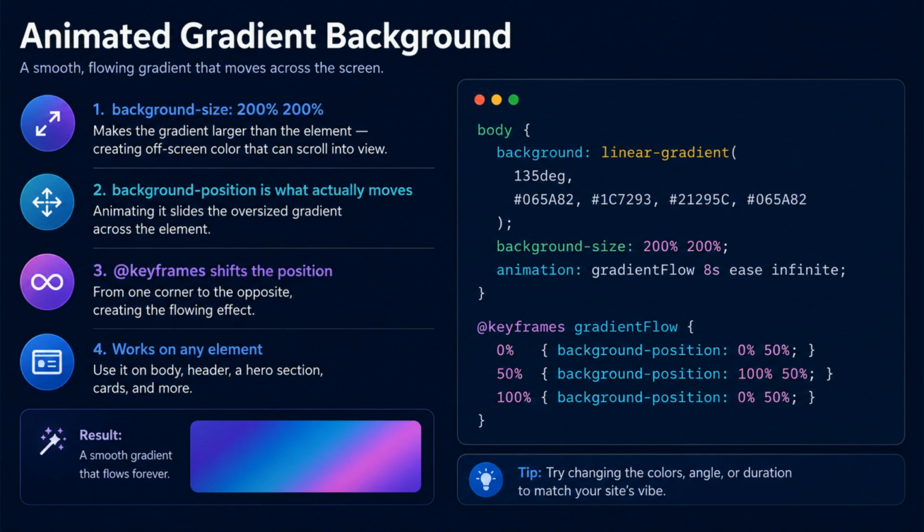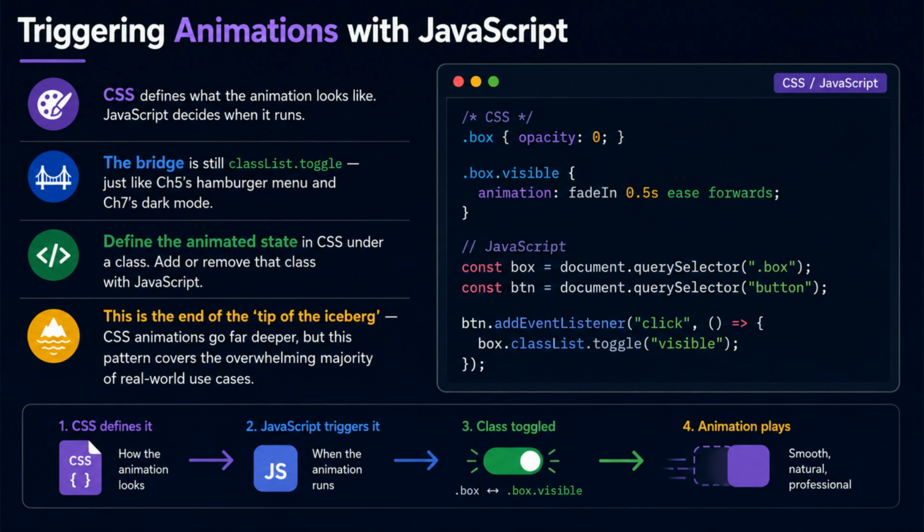Body gives the whole page a flowing background, but a hero section, a card, or a nav bar can use the same approach with its own palette. Adjusting the timing changes the feel. CSS defines what an animation looks like. JavaScript decides when it runs. The bridge between them is the same classless technique that's appeared in every interactive example since Chapter 5's hamburger menu. Nothing new to learn here, just applying a familiar pattern to a new purpose.